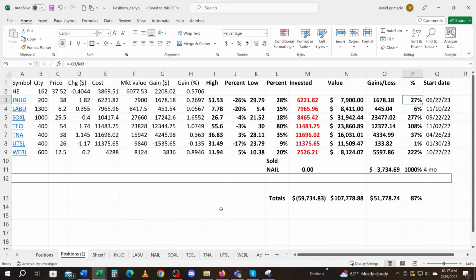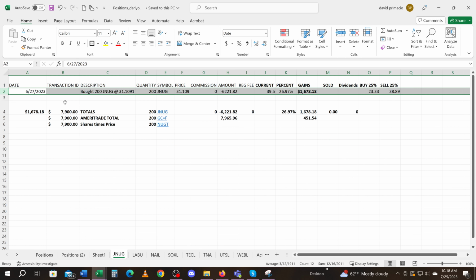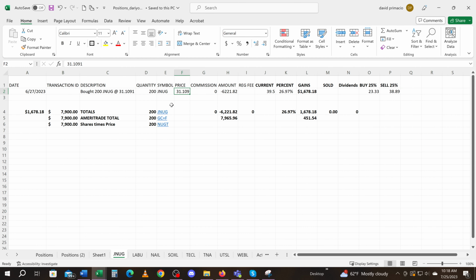Anyways, I just wanted to show this chart because some people have been asking me to help them. If you want my help, what I do is I help you create the spreadsheet so you can track everything. I could do them all, but I'll do a breakdown later on all of them maybe. Just for example, this JNUG tab is what we just bought. He just bought it 6/27. I wanted to get it for 30.